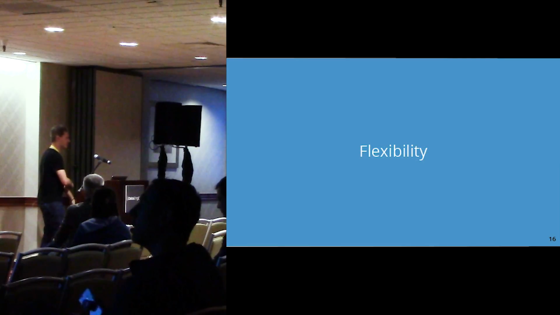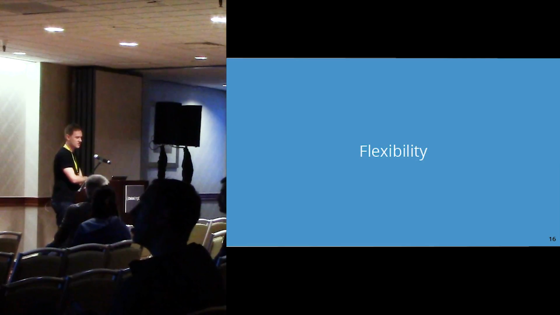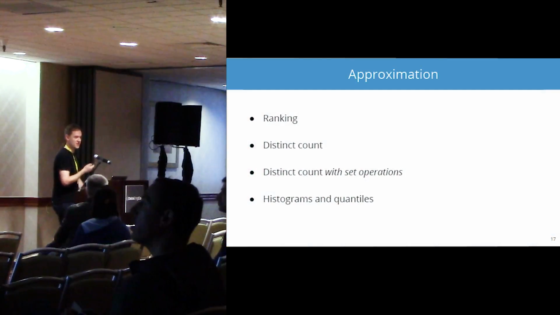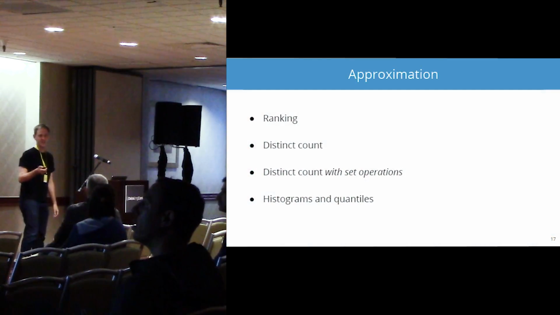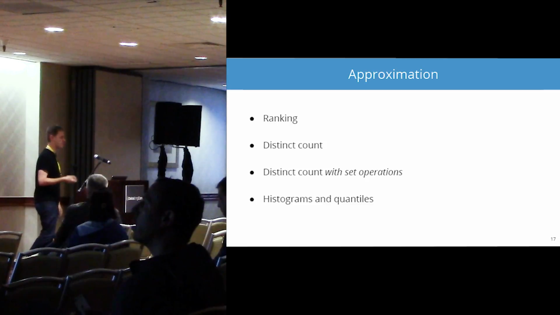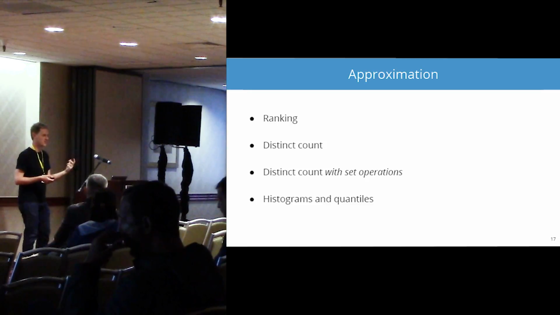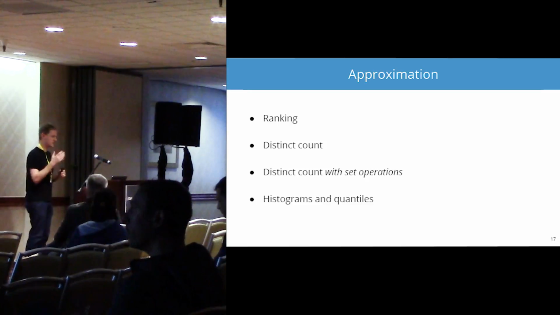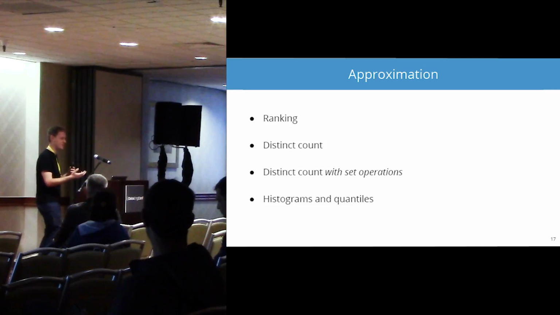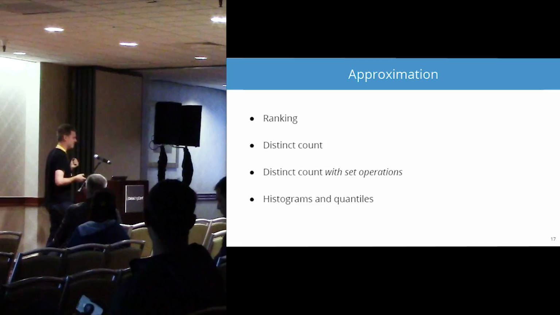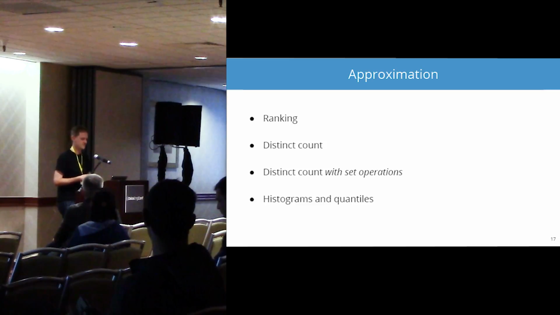Final one, flexibility. The virtue of flexibility is about approximation. If you don't need exact answers, why bother with exact answers? Especially if you're trying to do an exploratory workflow, like I was saying earlier, you're trying to interact with your data, have interactive dashboards, analytic applications. A lot of times, fast response time is more important than having the exact answer, especially if the error can be bounded to something like 2-3%.